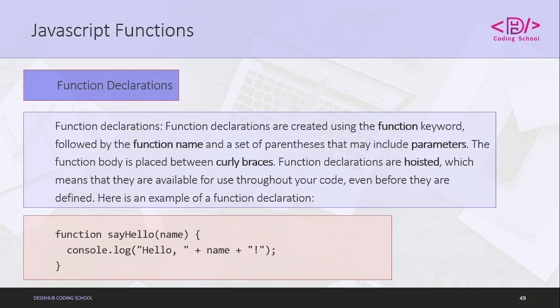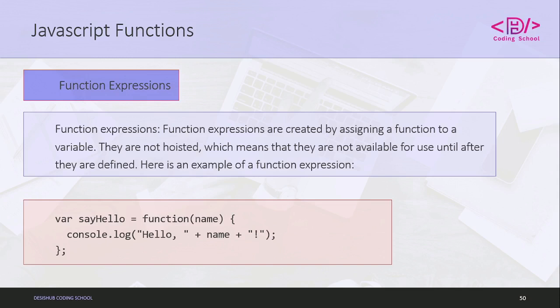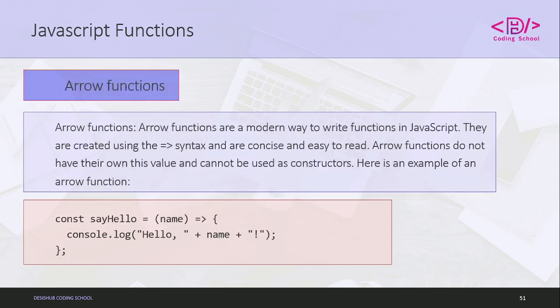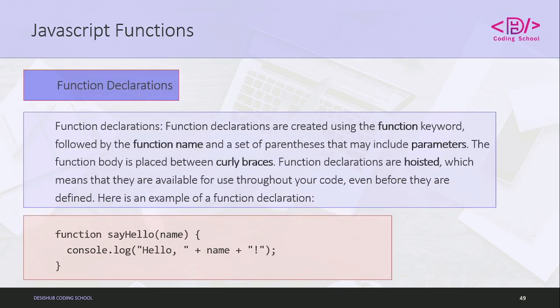Okay, so there are very many types of functions, but in this lecture we are going to stick to function declarations. We have function declarations, we have function expressions, and we have arrow functions. These are the three most common ones. But in this lecture, let's stick to function declarations. In the next lecture, we are going to look at the other two types.